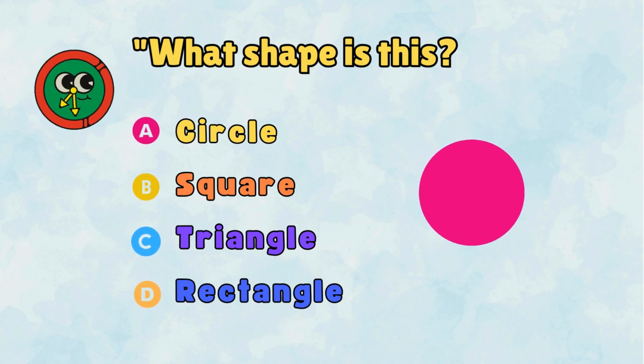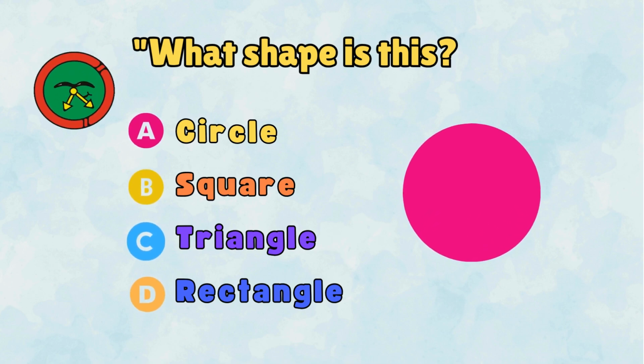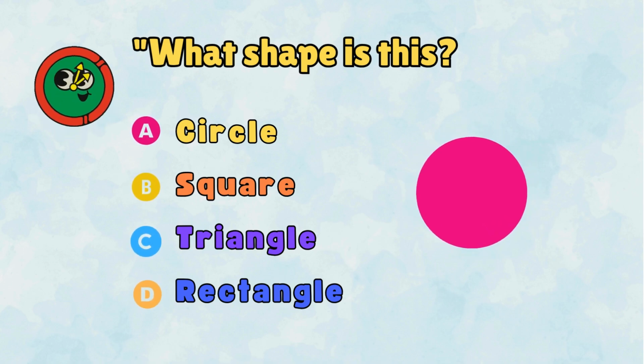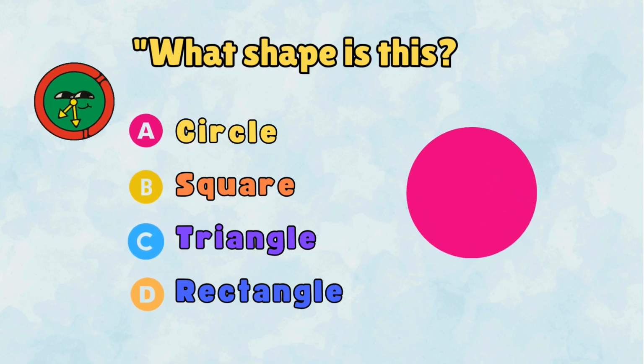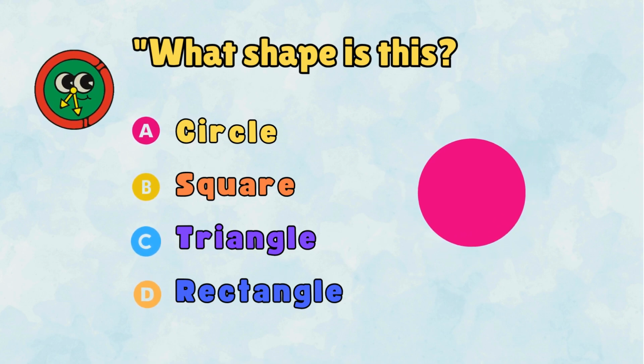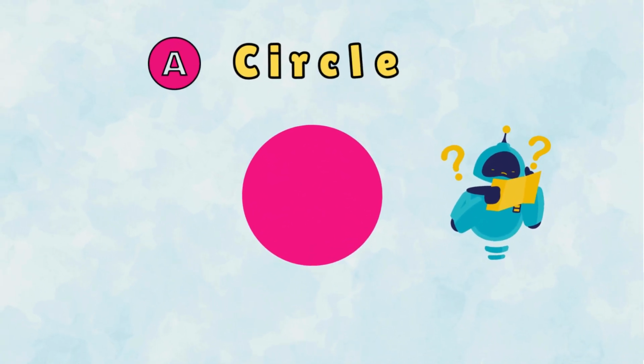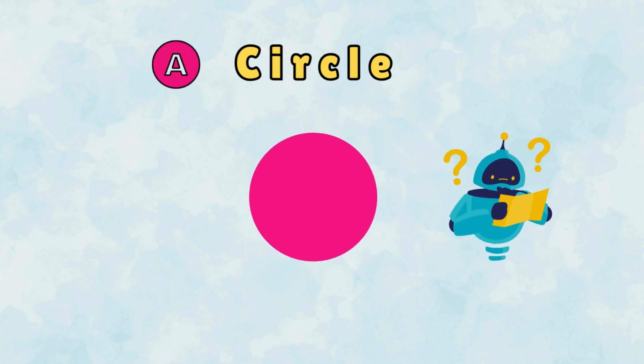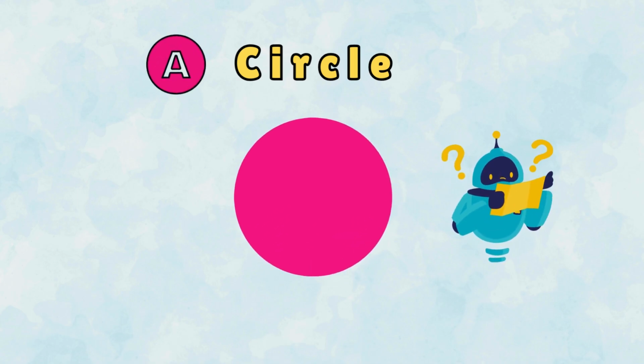What shape is this? A. Circle. B. Square. C. Triangle. D. Rectangle. A. Circle. It is round and has no corners or edges.